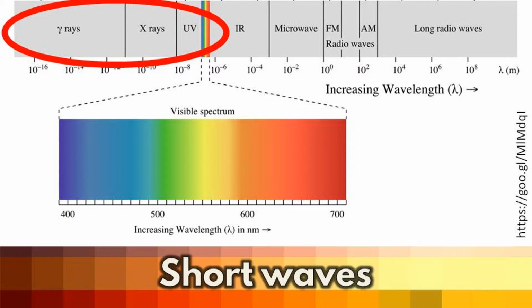Short waves have wavelengths that range from about 10 to the negative 7th power down to 10 to the negative 16th on this diagram. And these are very, very short, very, very small waves. Their wavelength is very, very small. Notice that what is colored in with that rainbow is part of the short wave range.